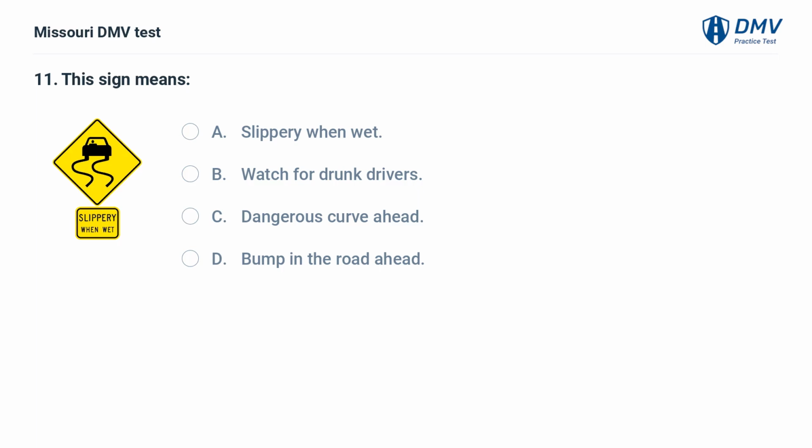This sign means A. Slippery when wet. B. Watch for drunk drivers. C. Dangerous curve ahead. D. Bump in the road ahead.